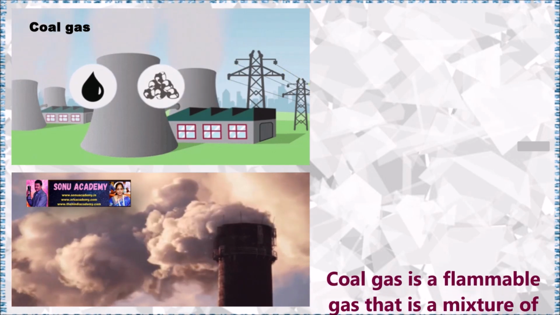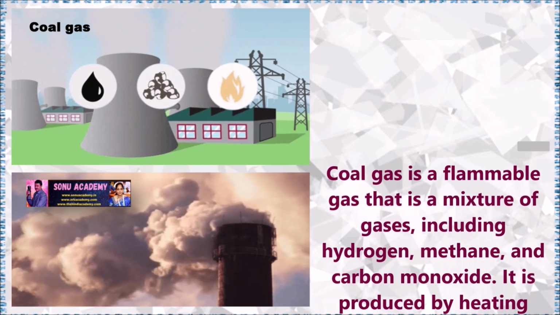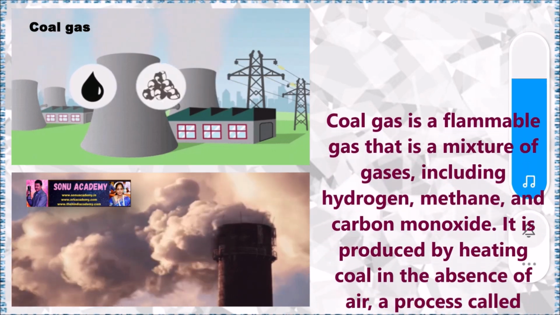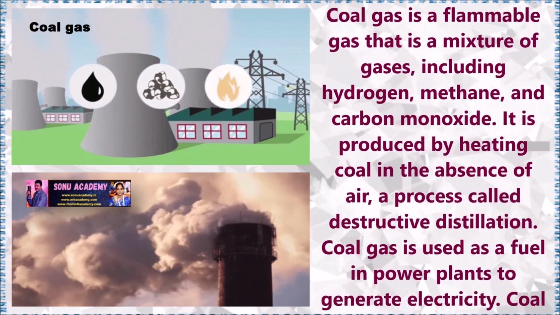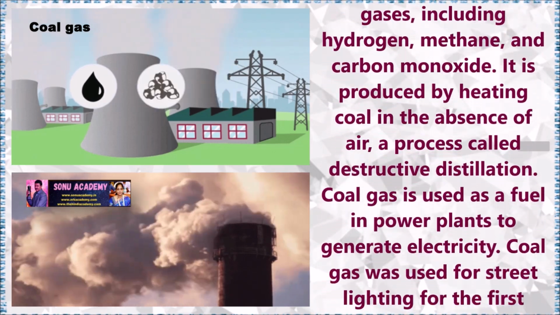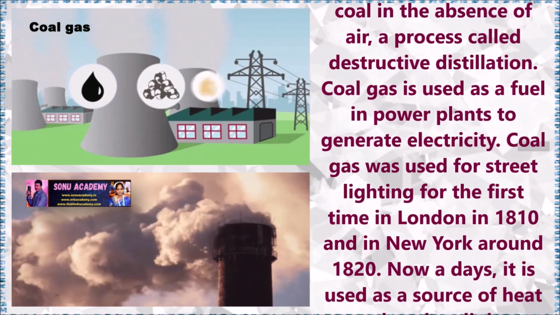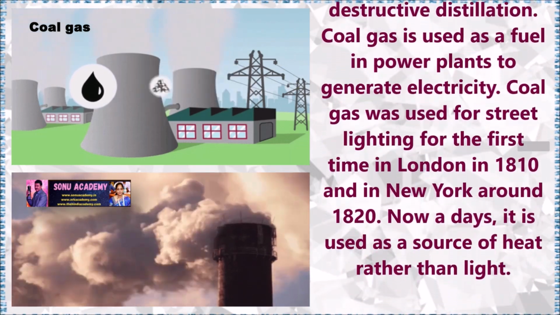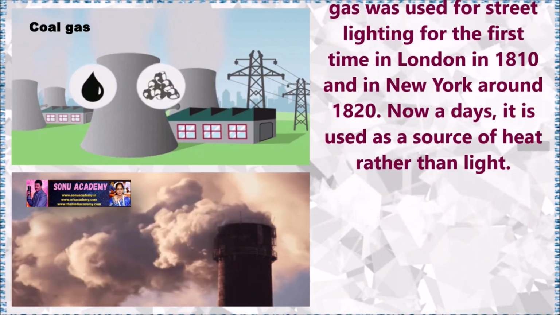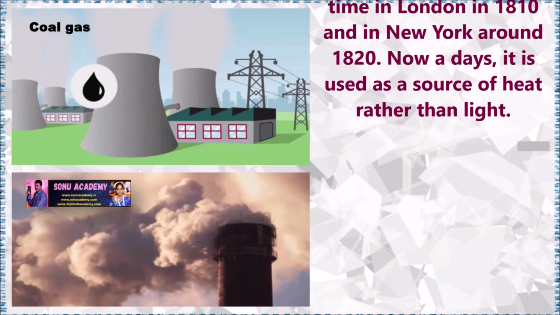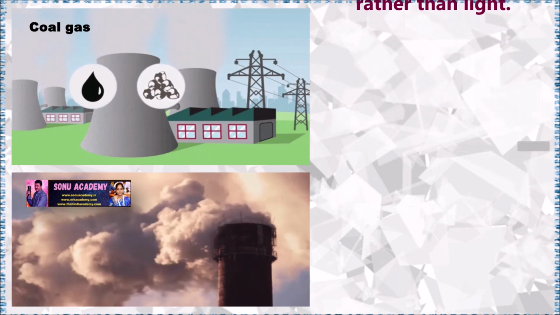Children, now let us discuss coal gas. Coal gas is a flammable gas that is a mixture of gases including hydrogen, methane, and carbon monoxide. It is produced by heating coal in the absence of air, a process called destructive distillation. Coal gas is used as a fuel in power plants to generate electricity. Coal gas was used for street lighting for the first time in London in 1810 and in New York around 1820. Nowadays, it is used as a source of heat rather than light.